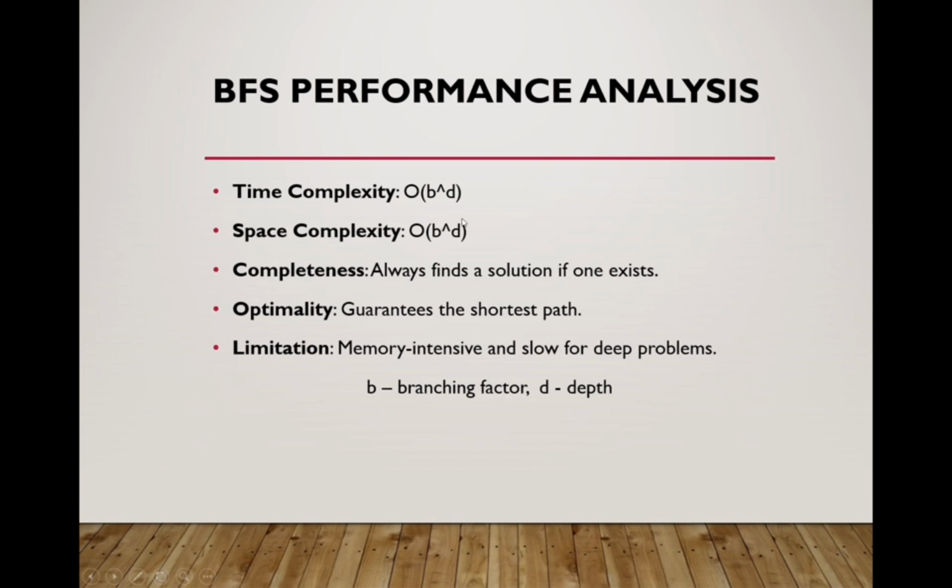And space complexity, as we are maintaining a queue, the space complexity would be b power d, all the possible states. And for completeness, BFS always ensures that it finds a solution, like an optimal solution, if it exists. Then optimality, it guarantees the shortest path as it is exploring the nodes level by level. And the limitation for the BFS is that it is very memory intensive, and it is slow for deep problems as time complexity is b power d, because it has to explore every other node. Like here, in b power d states, it has to explore.